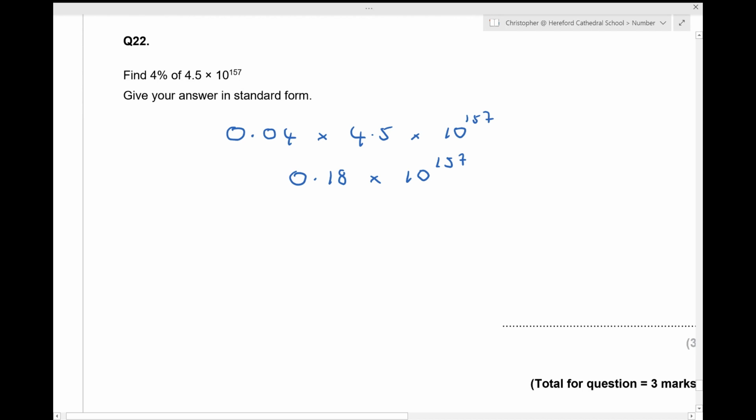That's not in standard form though. I need to write that as 1.8. So I've added a power of 10 here, so I must subtract 1 from the 10. And that is my answer to question 22.